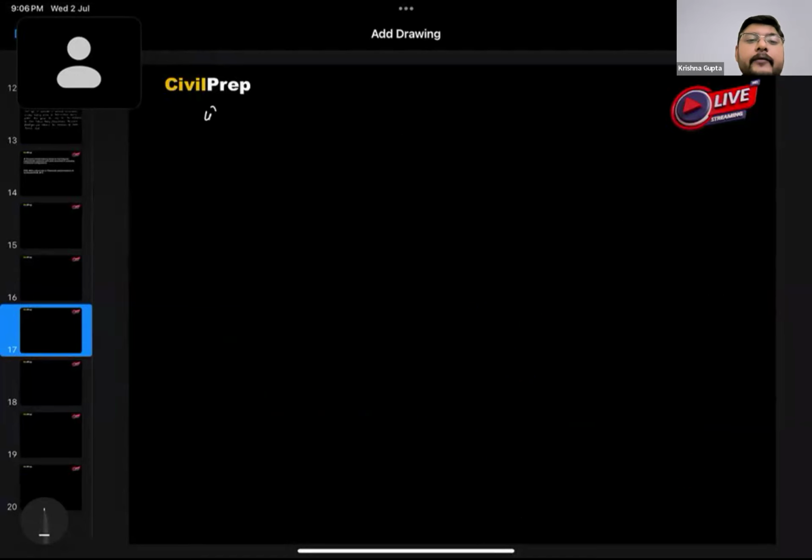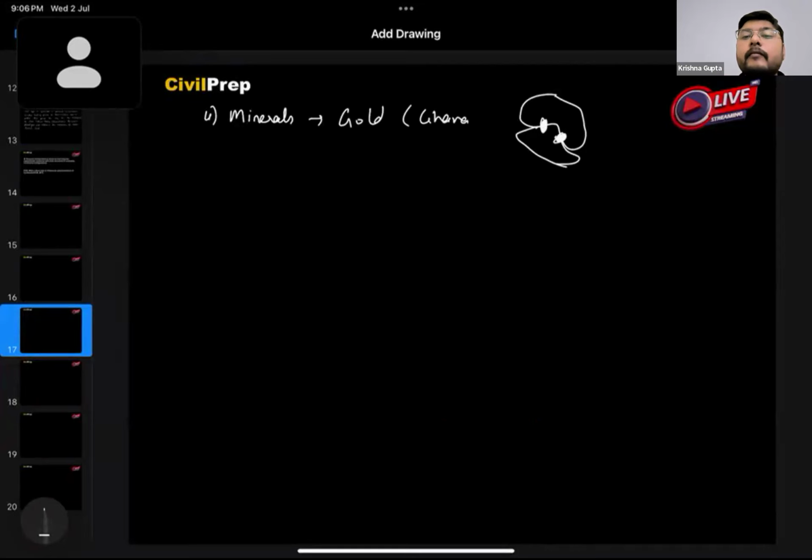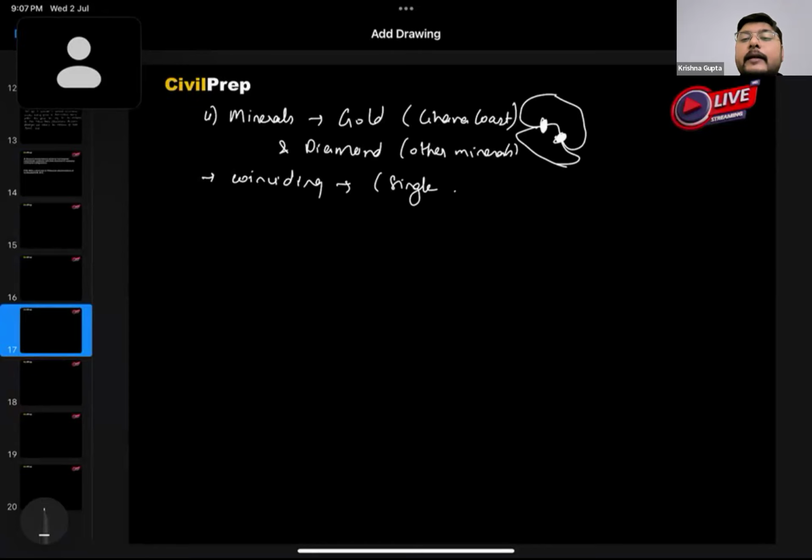Now, number 4, if we look at it, that is the presence of minerals. If we look at the region of Africa and South America, here we'll be seeing that there are two regions where the presence of gold, that is the Ghana coast, and diamond, along with other minerals, were coinciding and showing that they were a part of a single landmass.